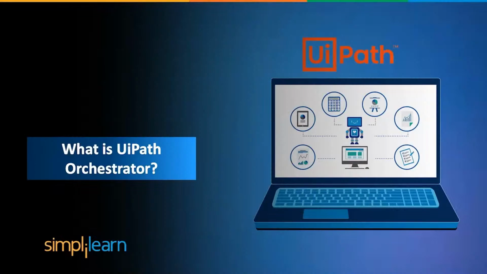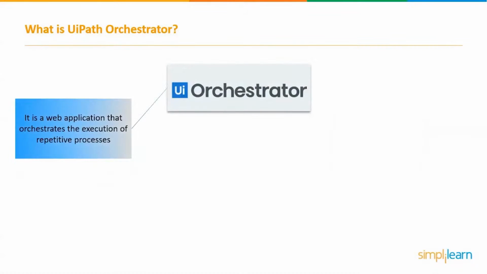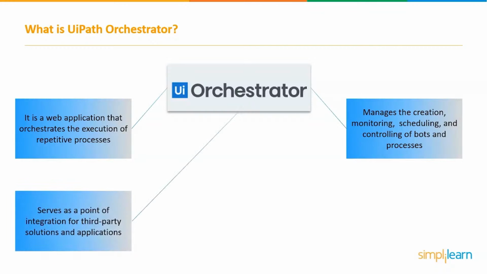What is UiPath Orchestrator? UiPath Orchestrator is a web application that allows you to orchestrate the execution of repetitive business processes by UiPath robots. Orchestrator manages the creation, monitoring, scheduling, and controlling of automated bots and processes. It serves as a point of integration for third-party solutions and applications.